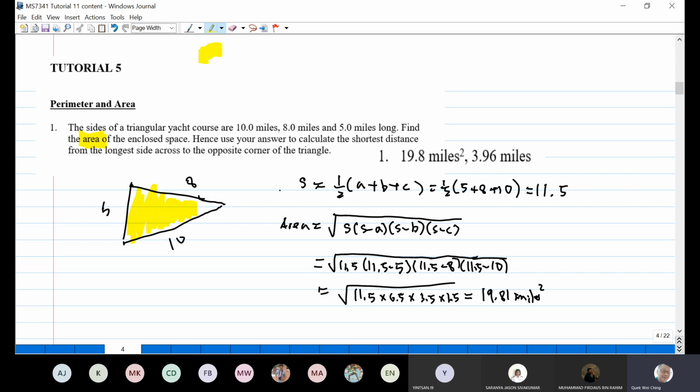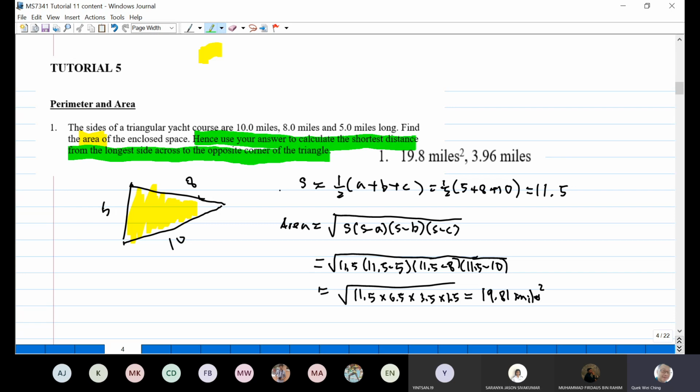Then the second part asks you to calculate the shorter distance from the longer side across to the opposite corner of the triangle. Oh, this part, quite a long statement here. I want to find the shortest distance from the longer side across the opposite corner of the triangle. So what does it mean? How do we get the shortest distance from the longer side across the opposite corner of the triangle?